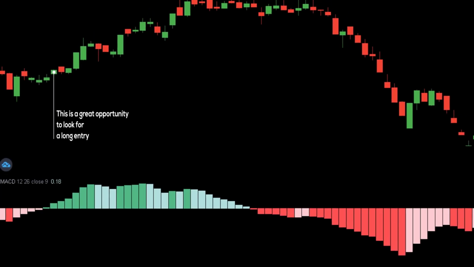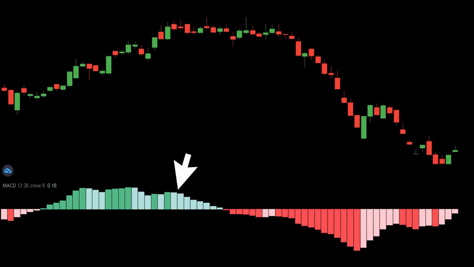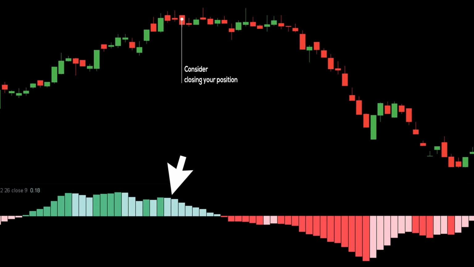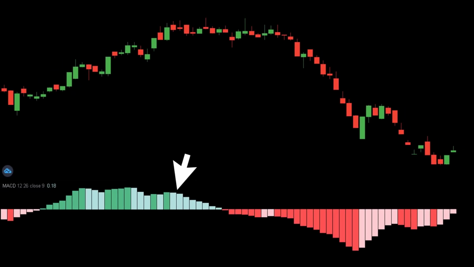On the other hand, once the histogram starts to shrink, that's your cue to consider closing your trade. Shrinking bars suggest that the current momentum is fading, and a trend reversal or range-bound market is likely. As you can see in this example, the contraction of the histogram lines up perfectly with a period of sideways price action. After the sideways phase, price begins to move lower.